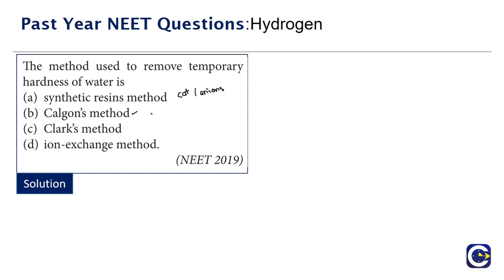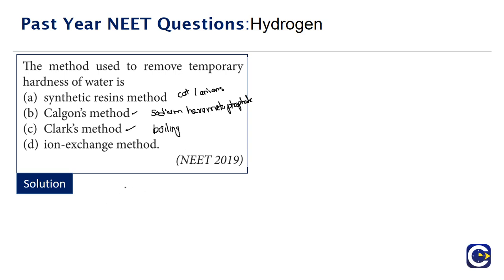Calgon's method is another method that is used to remove the permanent hardness of water, where we will be using sodium hexametaphosphate. So that is the Calgon's method. Klux method, this is the method that is used to remove the temporary hardness of water along with simple boiling. So boiling also can remove the temporary hardness of water.